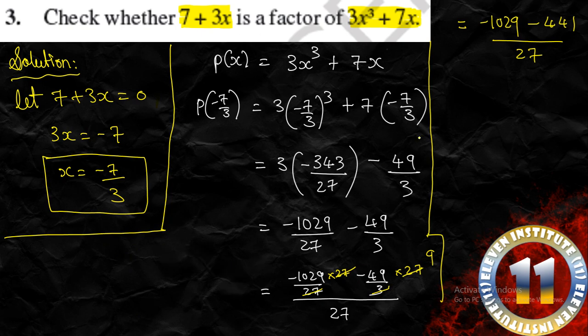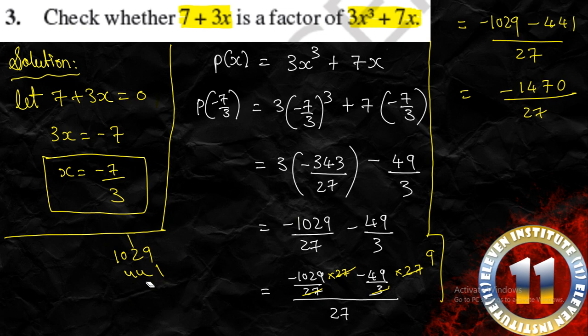Fine. So now 1029 plus 441, the answer will remain negative itself because both of them are negative, but you have to add them. So 1029 plus 441, 9 plus 1 is 10, 4 plus 3 is 7, and 10 plus 4 is 14. So the answer is 1470, right? Divided by 27. 1470 divided by 27. I hope this is very much clear to you.